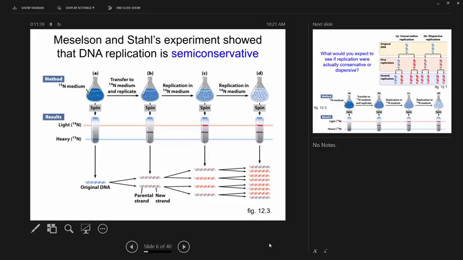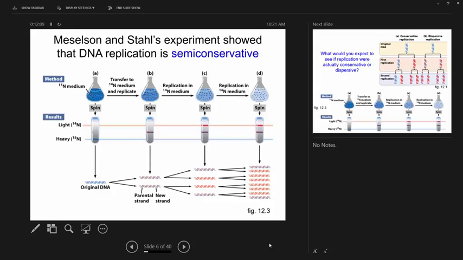Then when you go from generation 1 to generation 2 and spin that down, you see for the first time a band up here at the top. Because if you look here, after one generation, the original DNA, these two strands come completely apart, and each one then gets a new strand. So each piece of DNA has one strand heavy and one strand light. It's exactly in the middle.